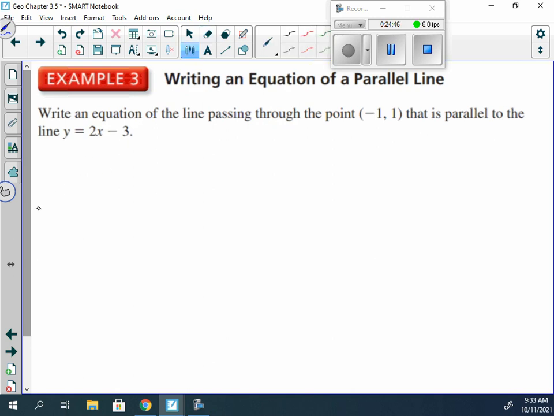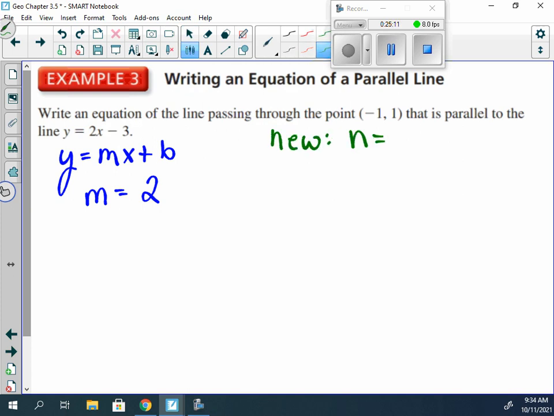Well, the equation they gave us is y equals 2x minus 3, yes? So this is coming in the form of y equals mx plus b, where m is the slope. So what is the slope of the line that they gave us? 2. So the new line that we want is going to have a slope of what?